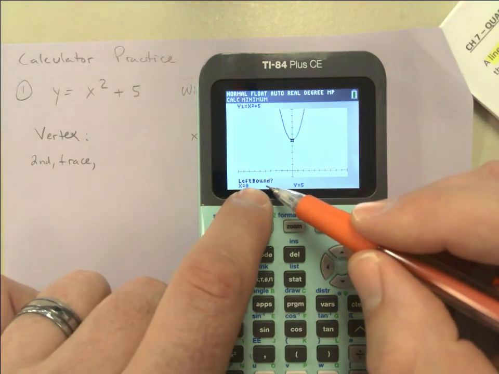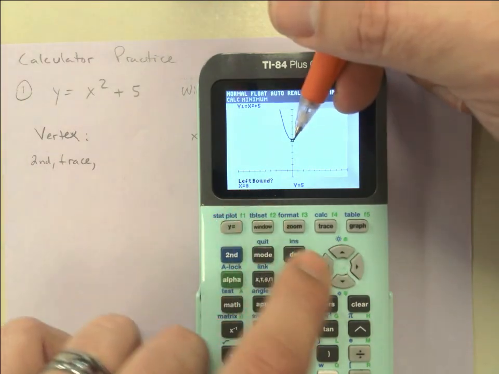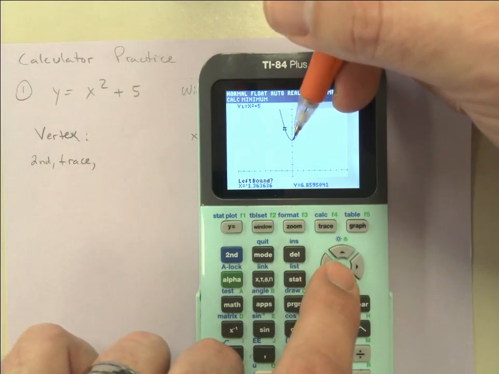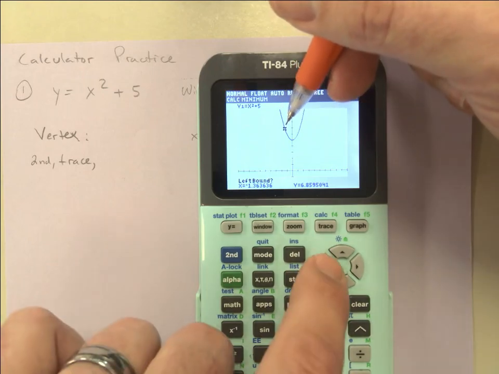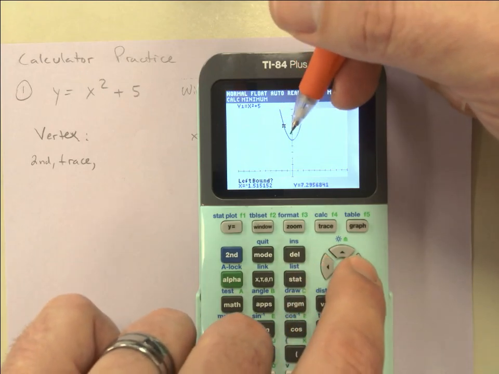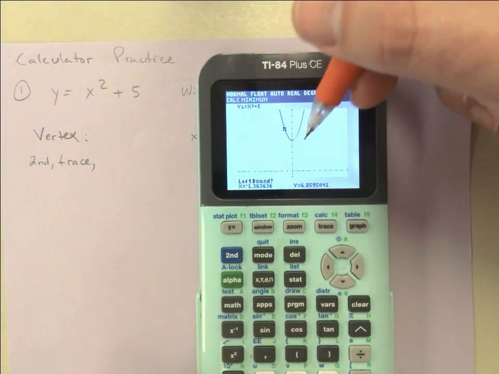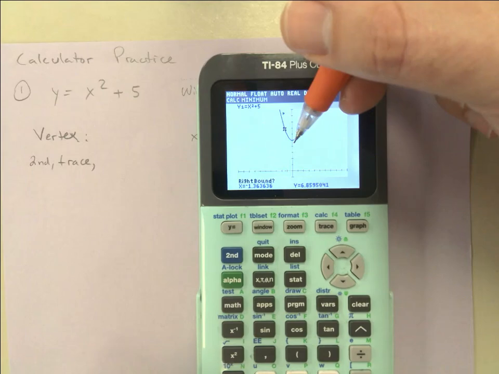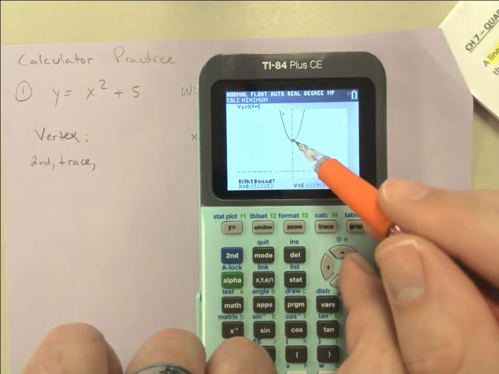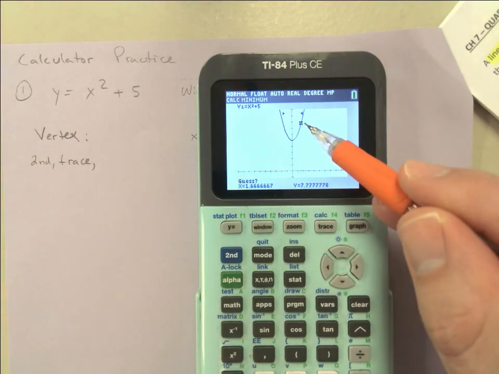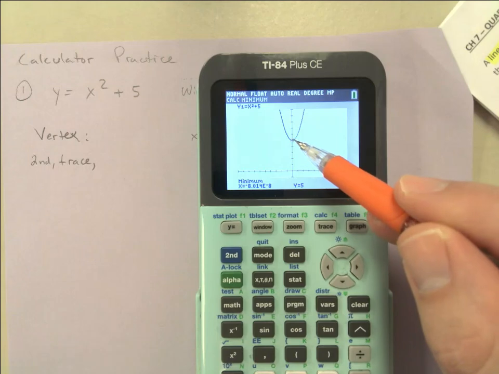It asks you for a left boundary. So if this is the vertex, you gotta go over to the left with the arrow, okay? Hit enter anywhere. It doesn't matter how far away you are from the vertex as long as you are to the left, because it's asking for left boundary. Hit enter. Then you go over past the vertex to the right because it's asking for the right boundary. Hit enter. Enter one more time.